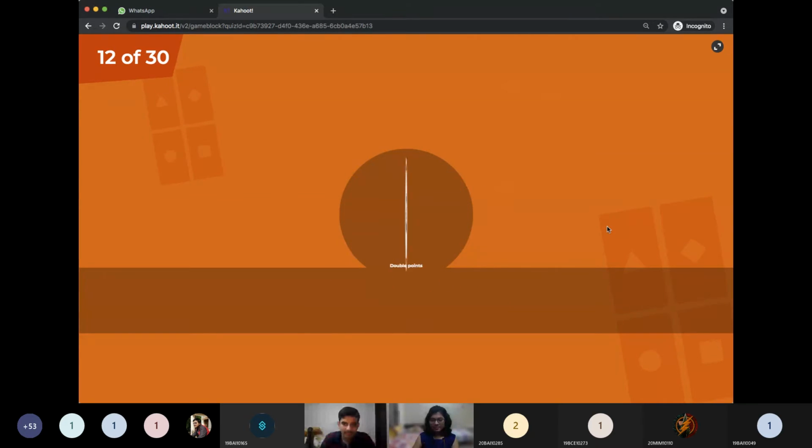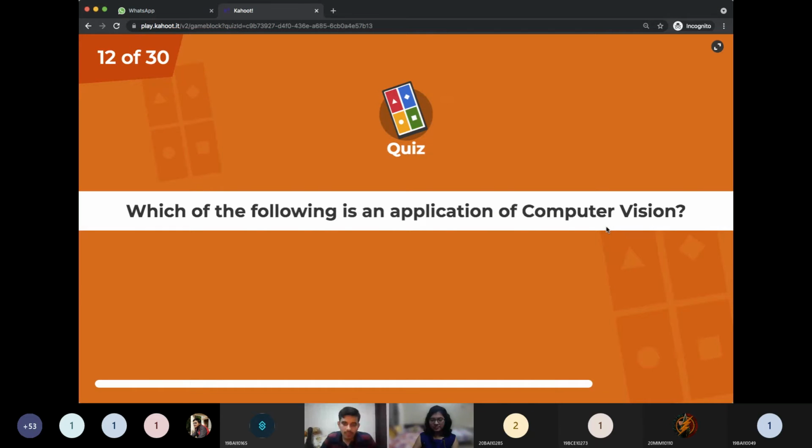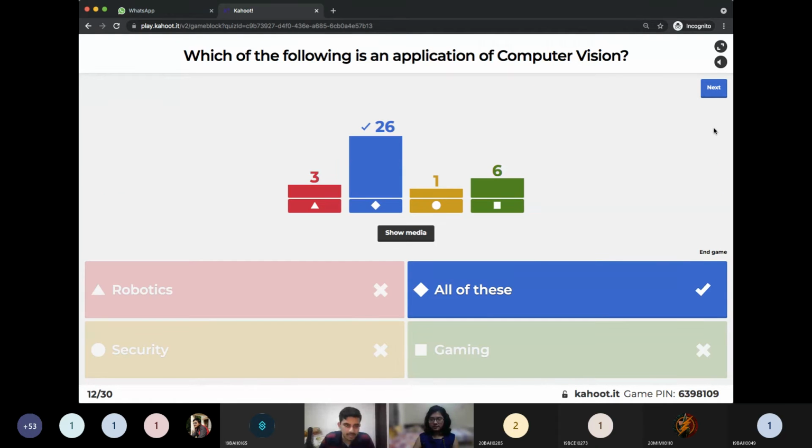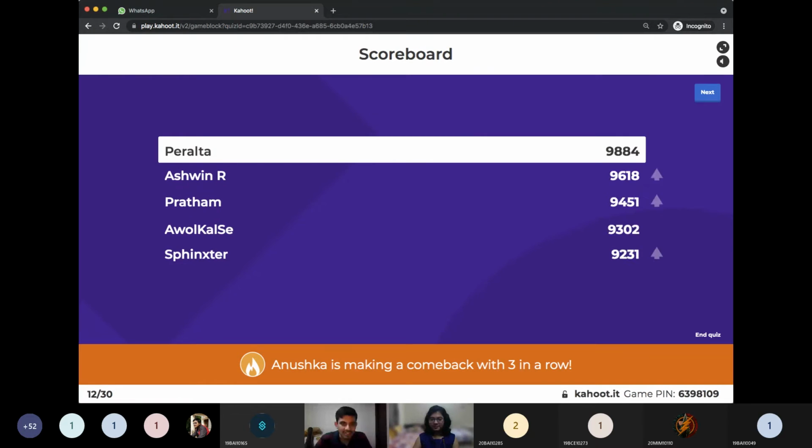So the next question. Which of the following is an application of computer vision? Is it robotics? Is it security? Is it gaming? Or is it all of them? Now, this question is for double points, so make sure you get this answer right. It can change the leaderboard. A lot of them answered before time. 26 got it correct. That's great. The leaderboard has some changes. Ashwinar comes back to the top. Pratham comes up. Sphinxter's coming up.